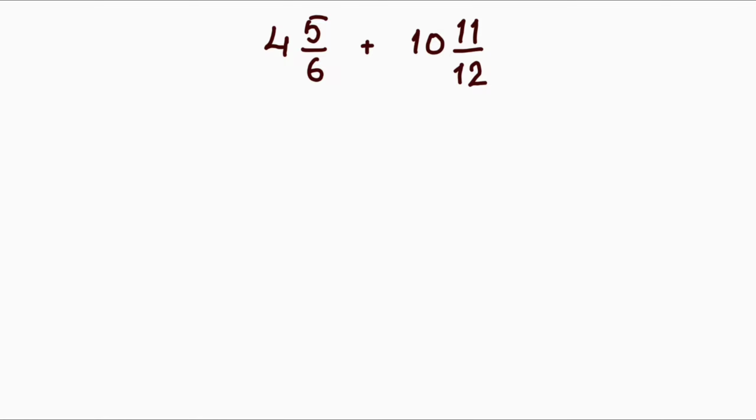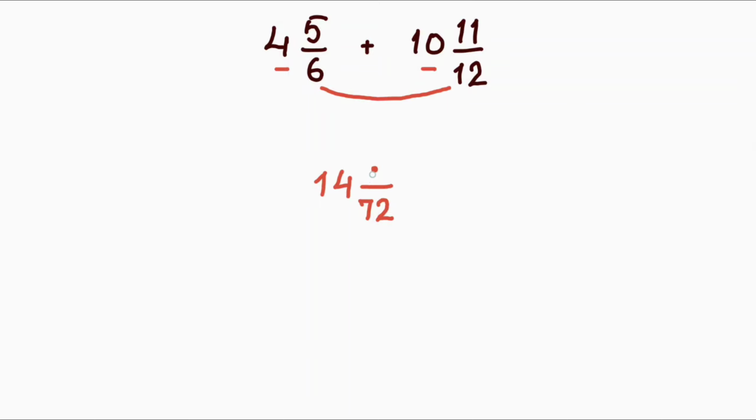To solve addition of a mixed number, there's a very simple formula everybody must know. So this addition will also be a mixed number with an integer value and a fraction value with numerator and denominator. For this integer, simply add both the integer values, 4 plus 10, 14. In the denominator, simply multiply both the denominators, 6 into 12, 72.